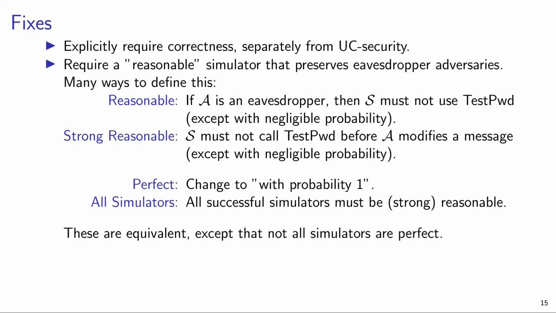So it turns out these last two things are incompatible. It's always possible to construct simulators that violate reasonable or strongly reasonable with non-zero but negligible probability. So that means we can't say that all successful simulators are perfectly reasonable, for example. But if we exclude this one incompatibility, it turns out all combinations of these ways of defining it are equivalent. We proved this in our paper.